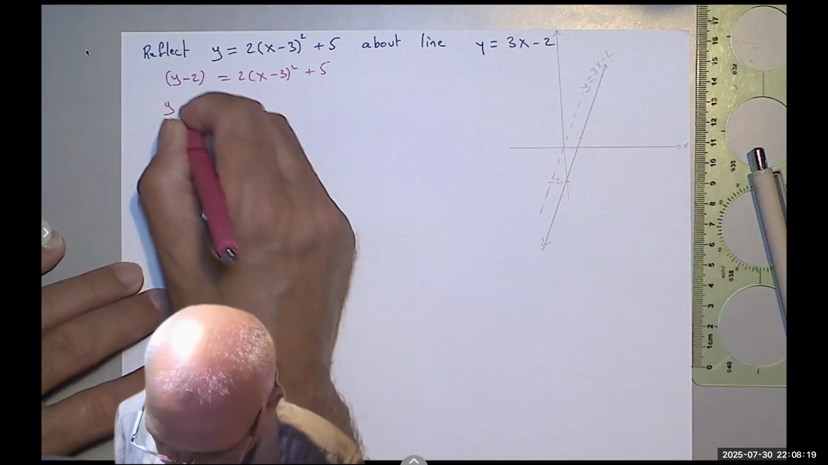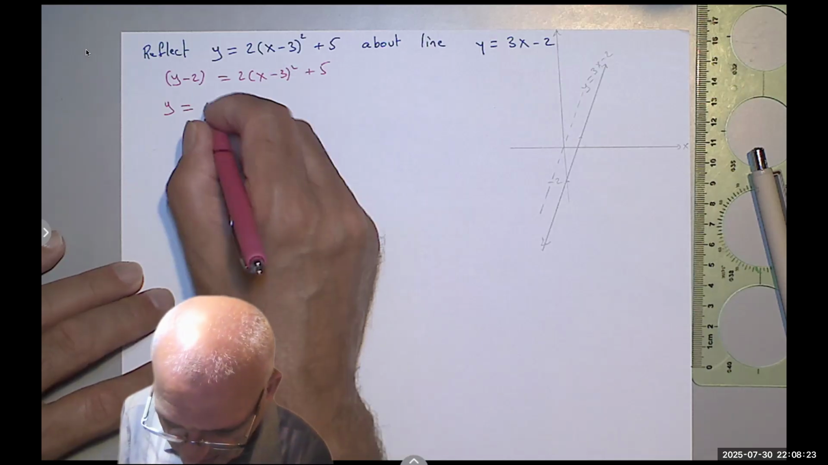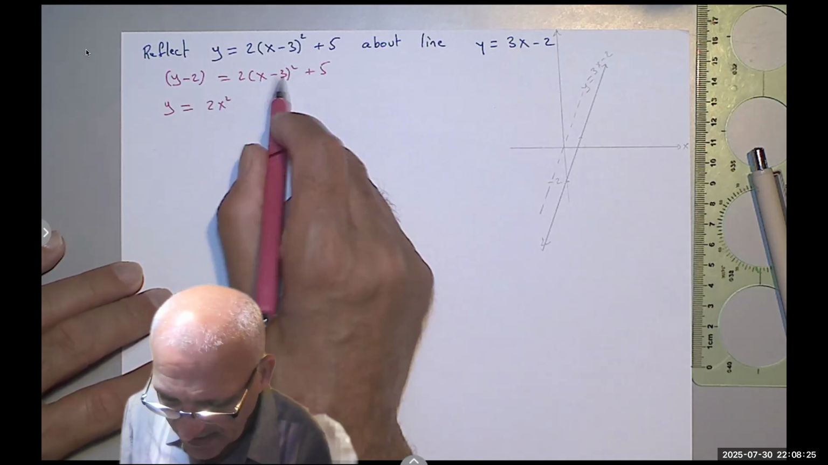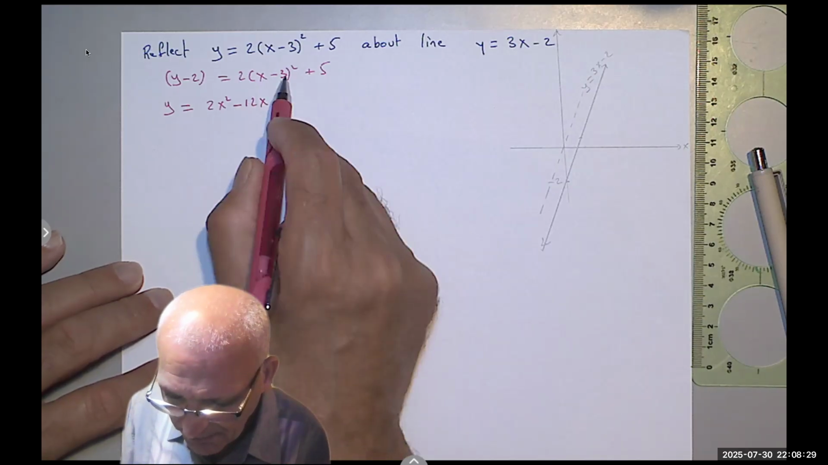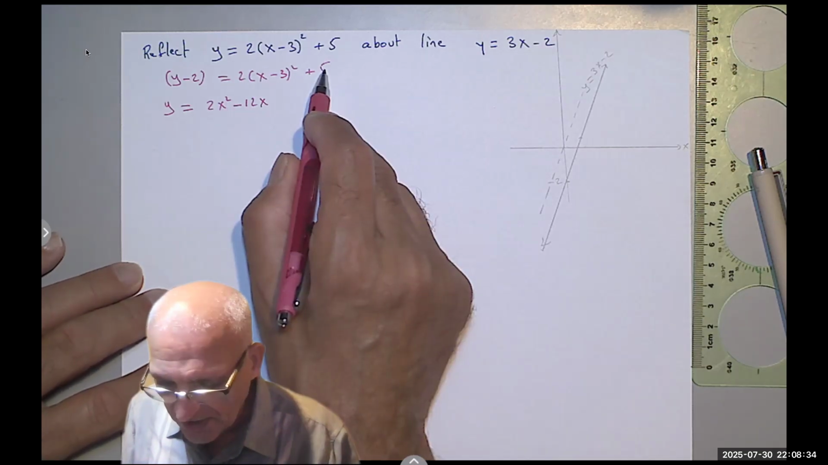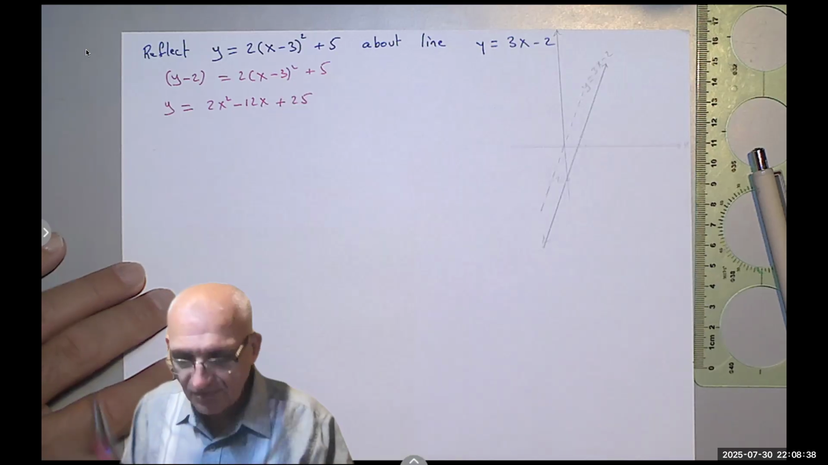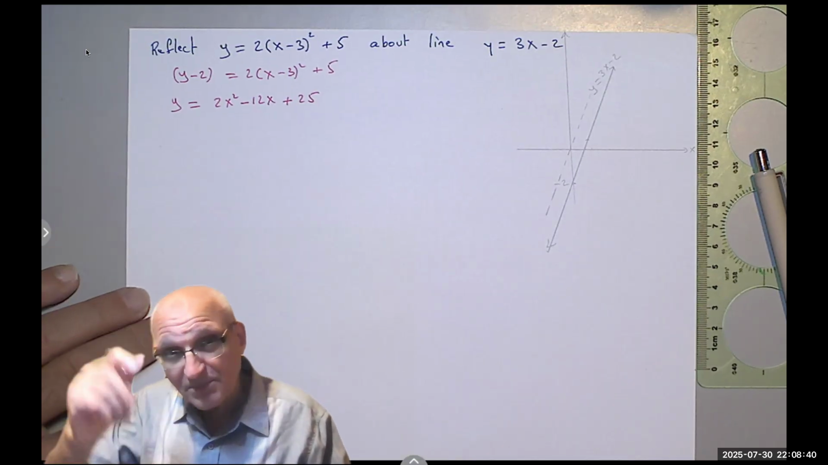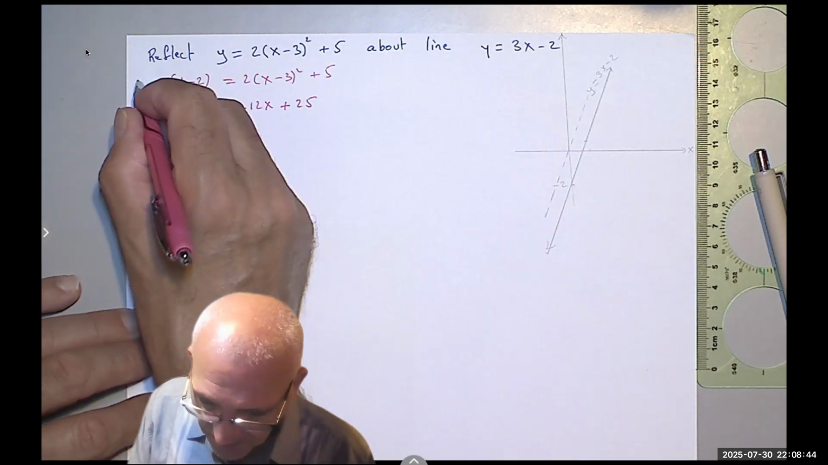So I will get y equals 2 times, that would be x squared, so 2x squared, negative 6x, but times 2, it would be negative 12x, plus 9 times 2 is 18, 18 and 5, 23, and I brought the 2, it's 25. Right? This is the equation. So that's step number 1. Let's write this as step number 1.